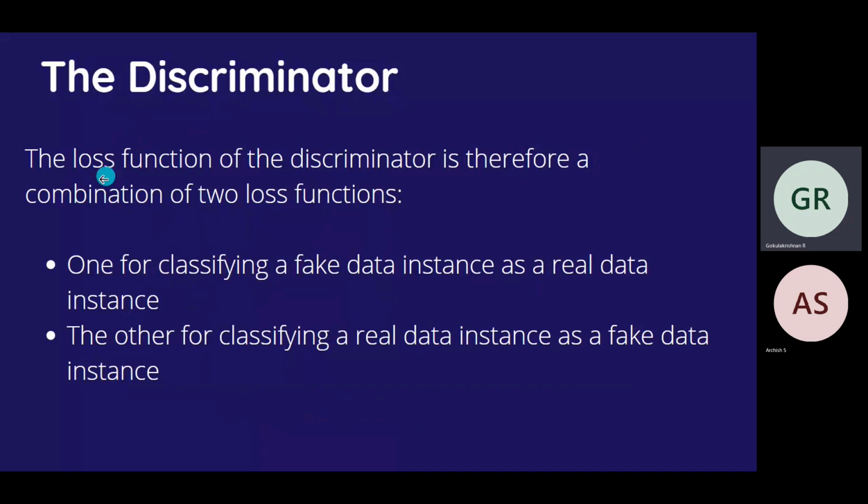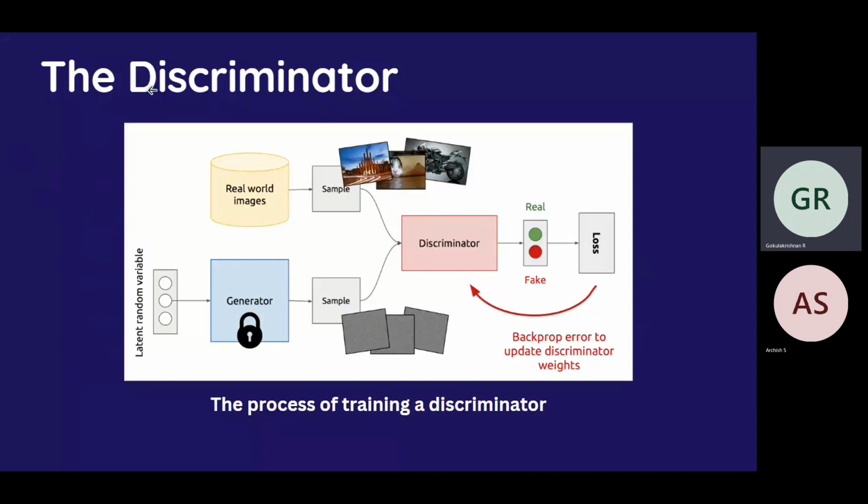So yeah, the loss function of the discriminator is a combination of loss functions. There are two types of loss for the discriminator. If it classifies the real image as a fake image, that's one kind of loss. And if it classifies the fake image as a real image, that's another kind of loss. So the loss function of the discriminator will be a combination of both of these losses.